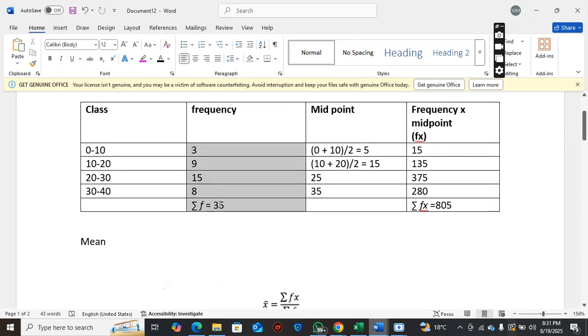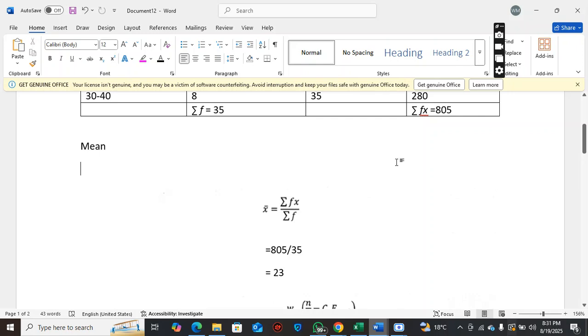When we add the frequency, we find our total is 35. Then when we add these numbers, 15 plus 135 plus 375 plus 280, you get 805. Then to get the mean, summation of fx is 805 divided by summation of f, which is 35, and we get 23. Are we okay with that, colleagues? Any questions?